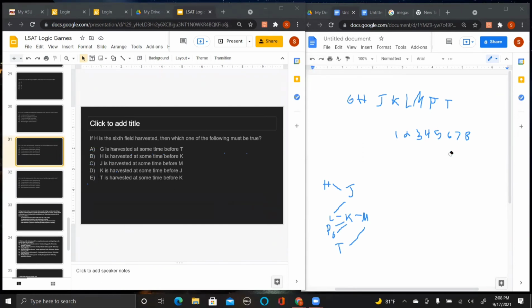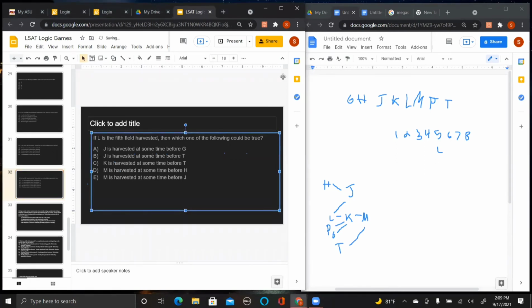All right. Which brings us to the last question for this game. If L is the 5th field harvested, then which of the following could be true? So if L is 5th, what do we know has to come after L? J and M, right? Oh no, wait, K, J and M. So K, J, and M are 6, 7, and 8. In what order, we don't quite know. All we know is that K is before M. So it could be KMJ, it could be JKM. Yeah, it can be a couple different orders. So which one could be true? J is before G? No, because J is one of these last 3 with K and M. It cannot be before G.